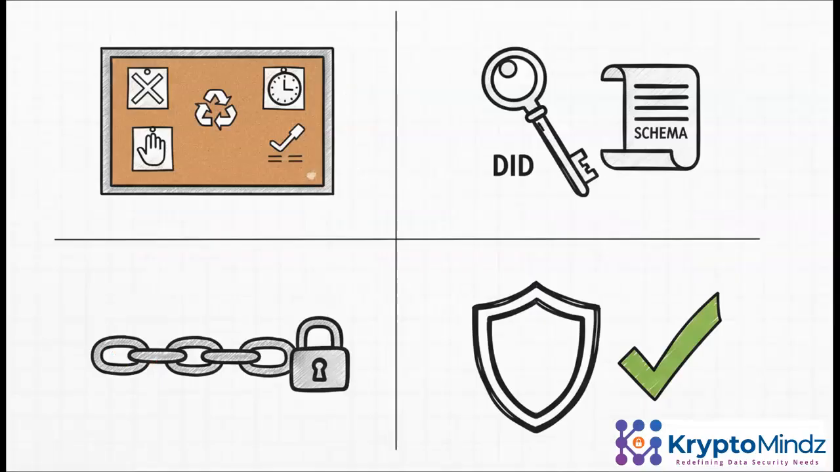So let's pull all this together. If you're going to remember anything from this, remember these 4 things. 1, the ledger is for public trust, not private data. 2, DIDs and schemas are the public rules of the game. 3, all those crazy hashes are what create a tamper-proof, verifiable history. And 4, the whole entire point of all of this is to prove who you are and what you're allowed to do, all while keeping your personal information safe and secure.